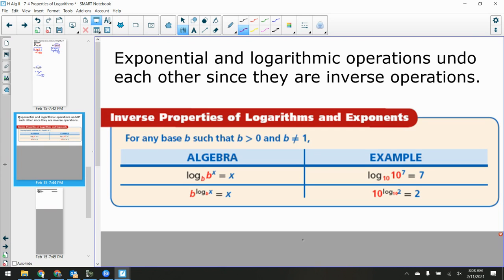Okay. Also, if you've got a log within an exponent, right? Because again, they will undo each other. If you've got a log within an exponent, and as long as the log base and the exponent base are the same, they will undo each other, and then it'll just leave you with the number within the log. So for example here, 10 to the log base 10 of 2, those will cancel each other out, leaving just a 2.